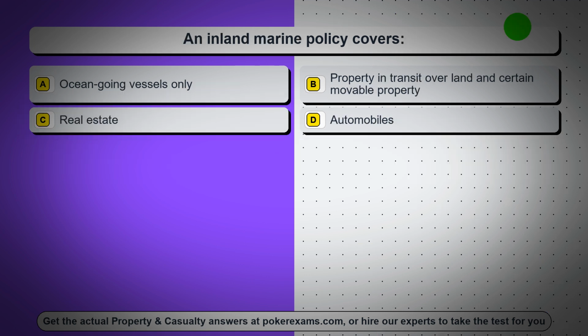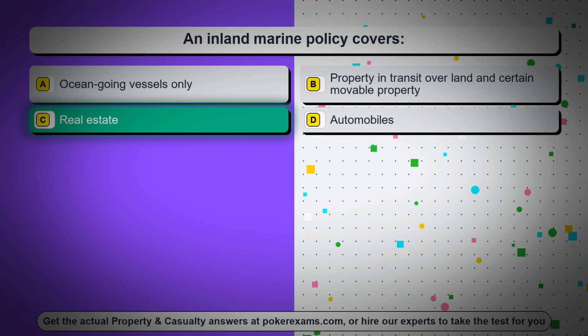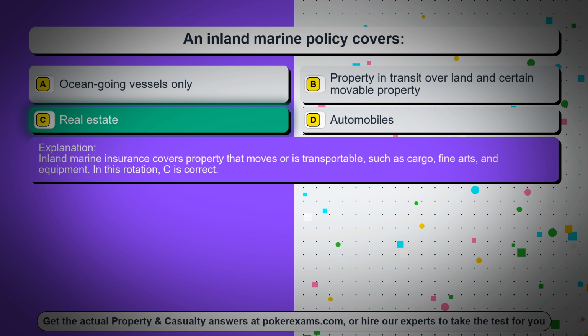Question 3. An inland marine policy covers: Option A, ocean-going vessels only; Option B, property in transit over land and certain movable property; Option C, real estate; Option D, automobiles. The correct answer is Option C, real estate. Inland marine insurance covers property that moves or is transportable, such as cargo, fine arts, and equipment. In this rotation, C is correct.